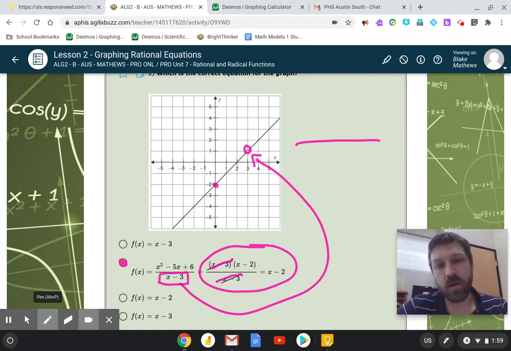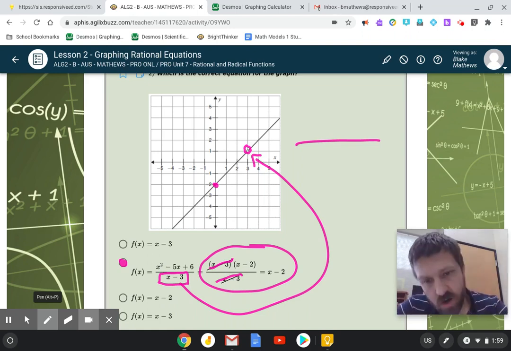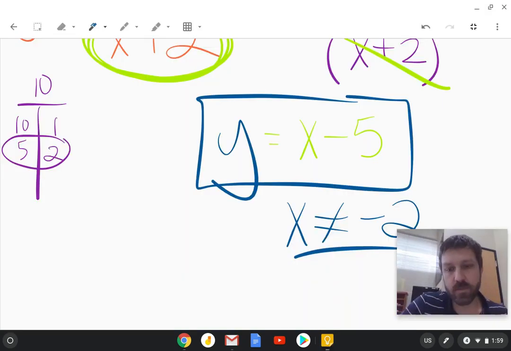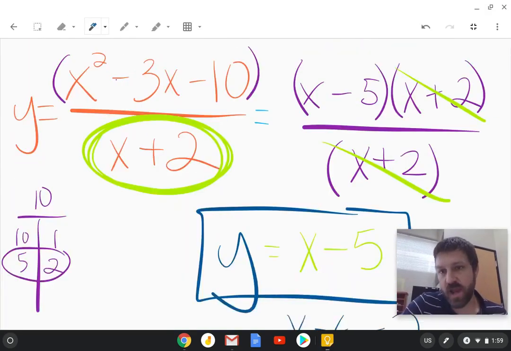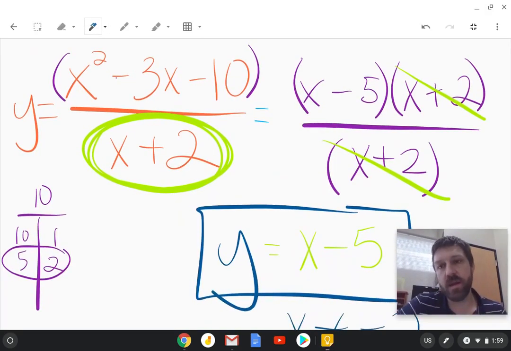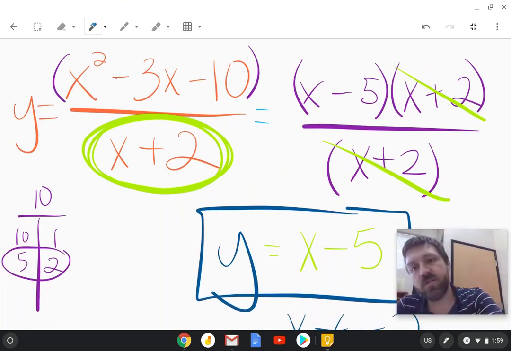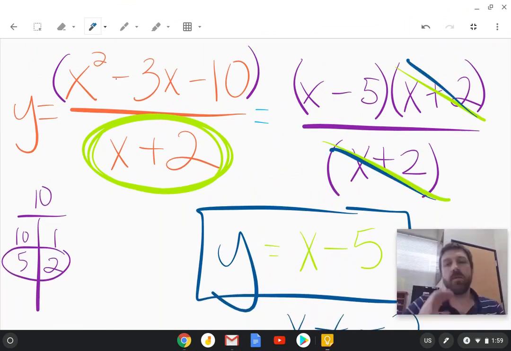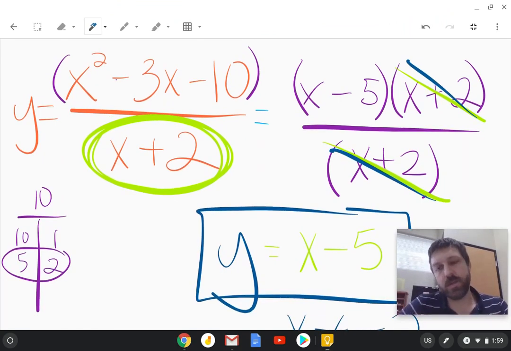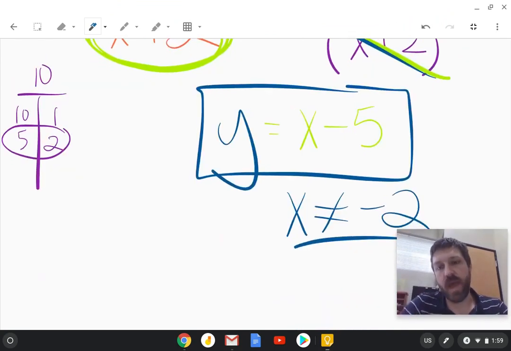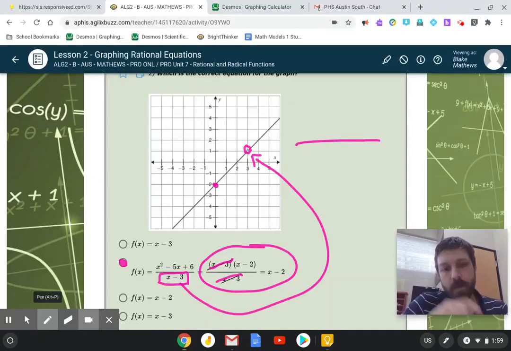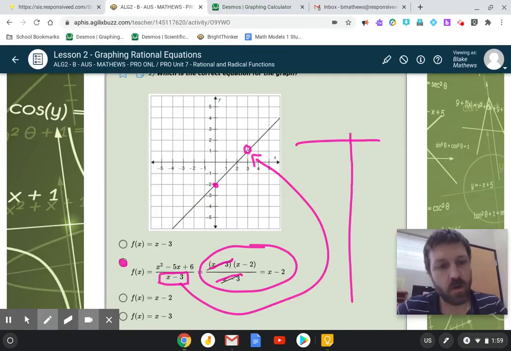Because later we're going to learn about asymptotes. Asymptotes are another way that this can look. But when that term is crossed out like we have here and here in green, that is where the gap is located. There was a negative 2 limitation on this graph, which is why x cannot equal negative 2.